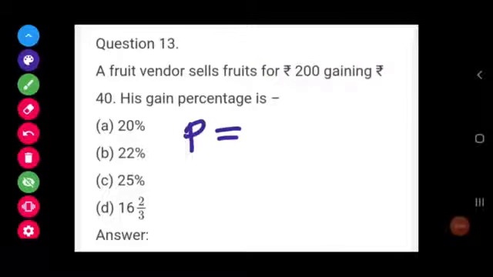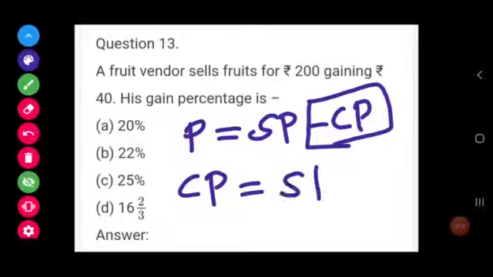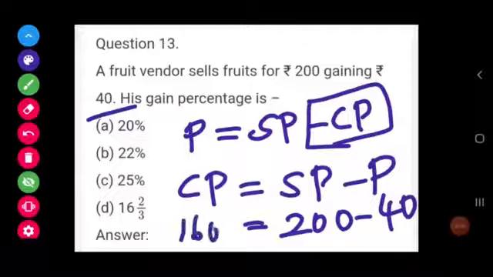Profit P equal to SP minus CP. Here we need CP of the fruits. So what we have to do? We have to take the CP here. It will be SP minus profit. Here SP is 200 minus profit is 40. So CP is 160 rupees. Okay.